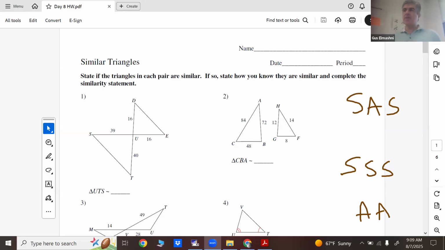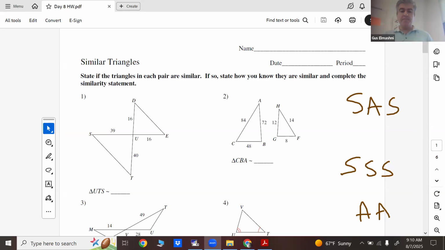Okay, so SAS stands for side angle side. So if those two sides are proportional, and an angle between those two proportional sides is congruent, we call it SAS. SSS means if all three sides are proportional, then we can say they're similar. AA means angle angle. So if you have two pairs of angles that are the same, naturally the third pair would also be the same. That would also help us say they're similar.